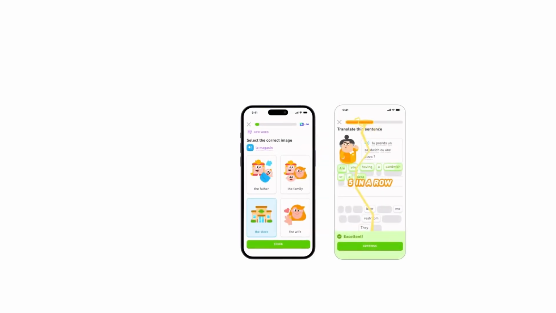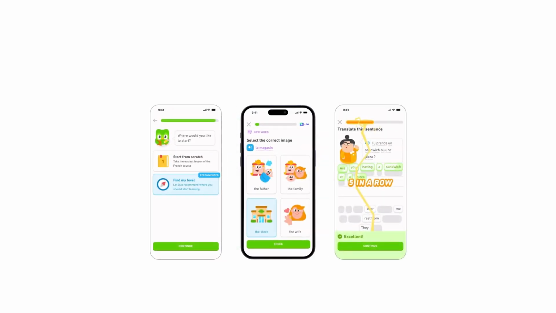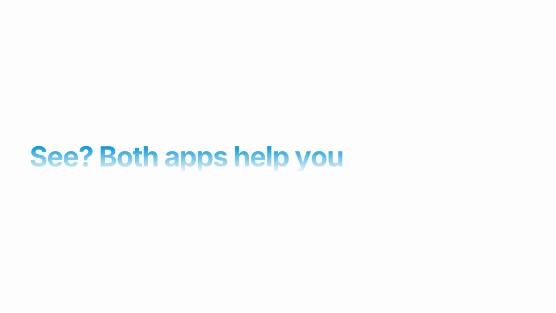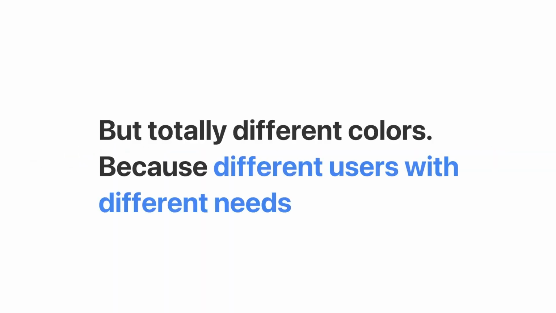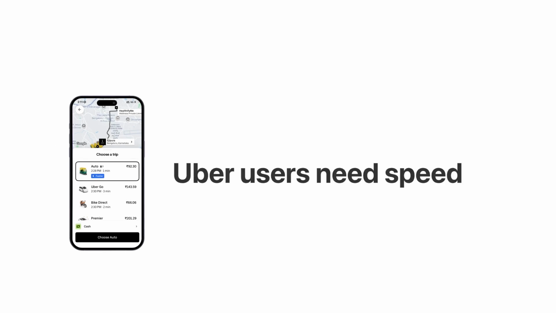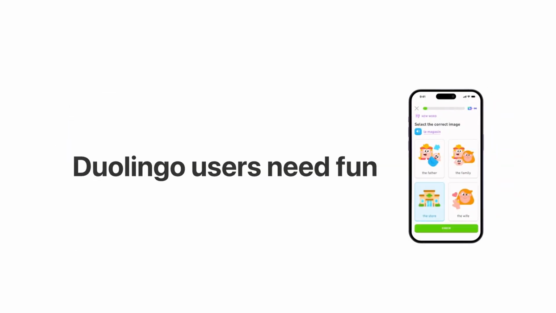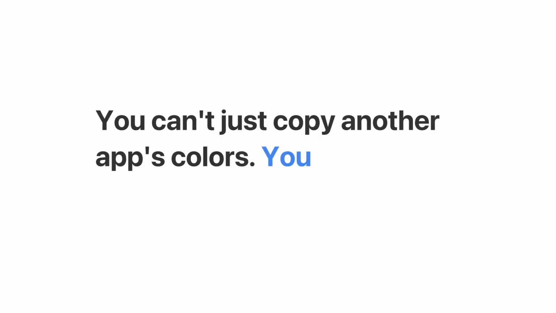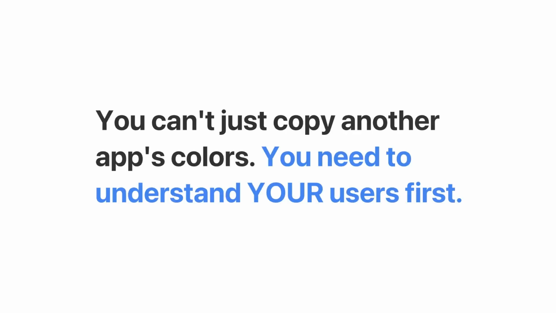Now look at Duolingo, the language learning app. Bright green, fun orange, playful illustrations. Why? Their users are learning something new. It can feel hard and frustrating. They need encouragement and fun. Those cheerful, bright colors make learning feel like a game, not homework. See? Both apps help you do something, but totally different colors, because different users with different needs. Uber users need speed. Duolingo users need fun. You can't just copy another app's colors. You need to understand your users first.